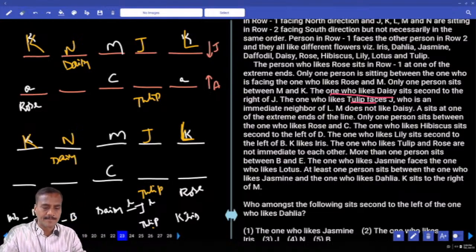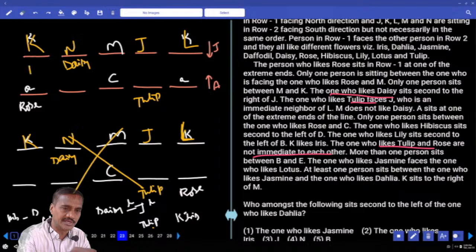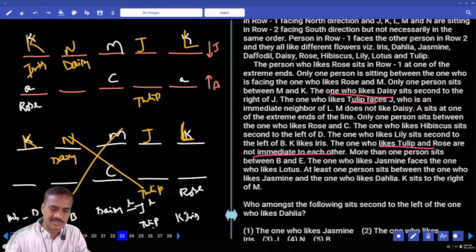Second case. Now in the second case, tulip and rose are not adjacent, and tulip and rose are not immediate neighbours. So in this case, tulip and rose is ruled out. Then what are we left with? K is Iris. K Iris is fixed.